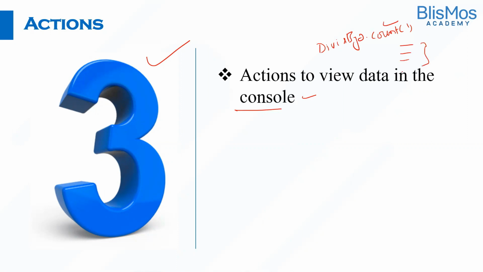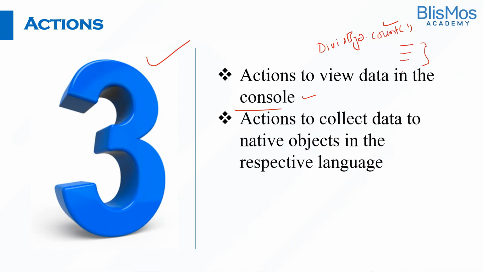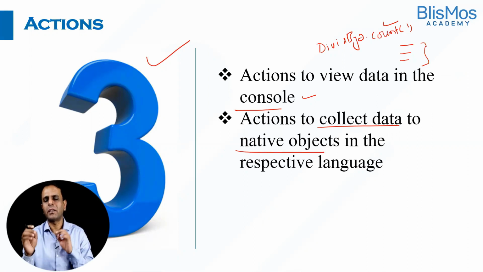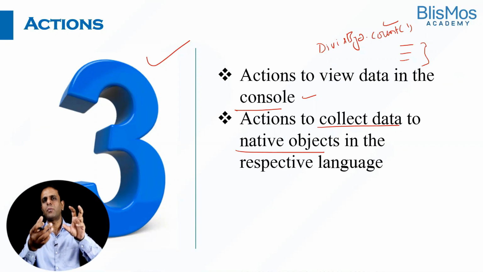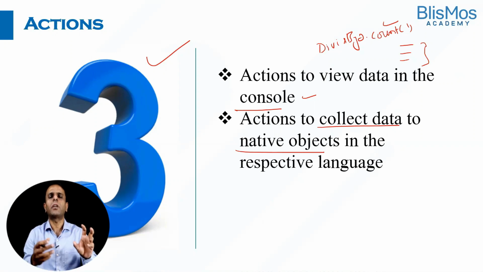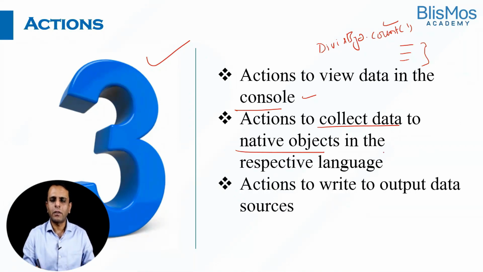Second one of the action is actions to collect the data into the native objects. Means, let us say you are working with a Spark using a Python programming language. Python also has some native objects. Now, sometimes you have to write some of the results of a Spark into the native objects of the Python. So that is also one type of action. One more type of action would be to write the output to the data sources.